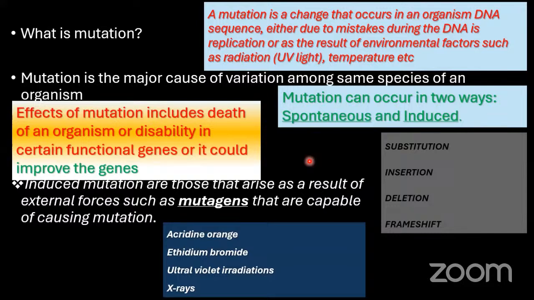Acridine orange is a liquid which is used in molecular biology. So also is ethidium bromide. It can be in a powder form and can be reconstituted in a liquid form. It can also be used as a mutagenic agent. Ultraviolet irradiation is UV light that is used purposely to sterilize environments where microorganisms are expected to die.